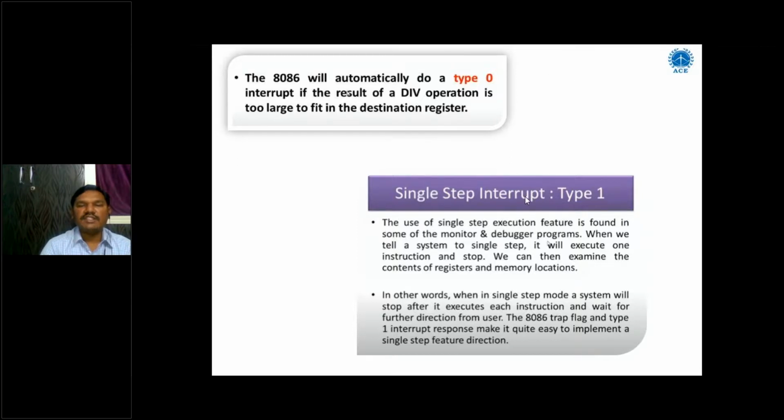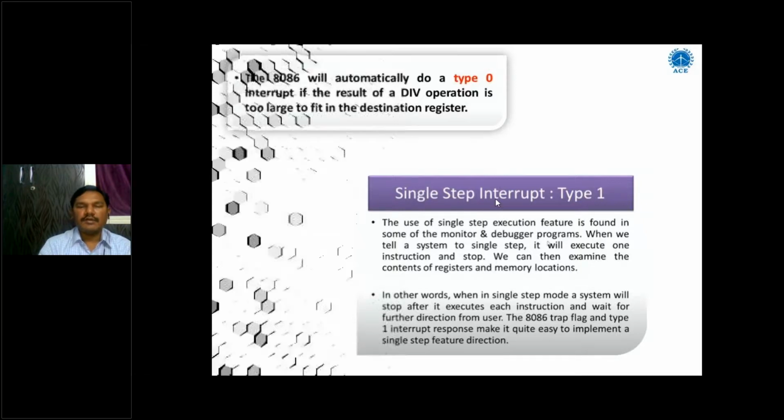Next, the single step interrupt is called type 1. The single step execution feature is found in some monitor and debugger programs. I'll show you this step during execution. When you press F8, it shows the step-by-step execution of every step of the program. That is because of the type 1 or single step interrupt execution.